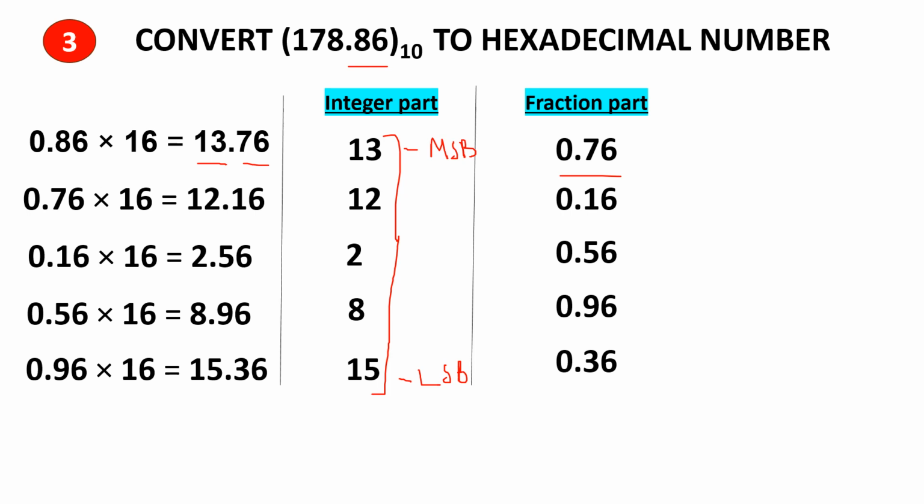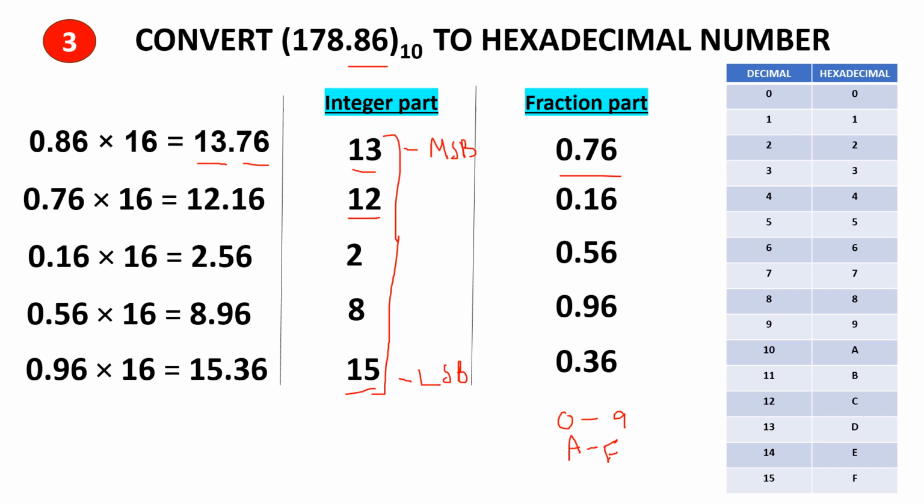As I said before, a hexadecimal number will be a number from 0 to 9 and A to F. So here we have the numbers 13, 12 and 15. We have to find the equivalent hexadecimal of these numbers. So we'll use the table. For 13 it is D, for 12 it is C, and for 15 it is F.